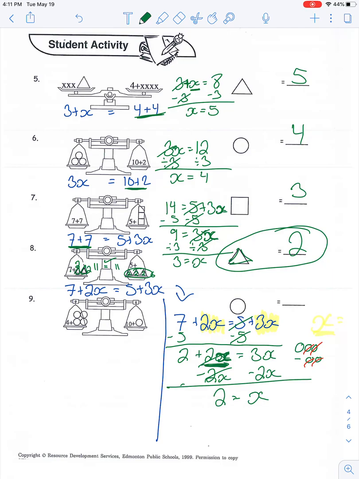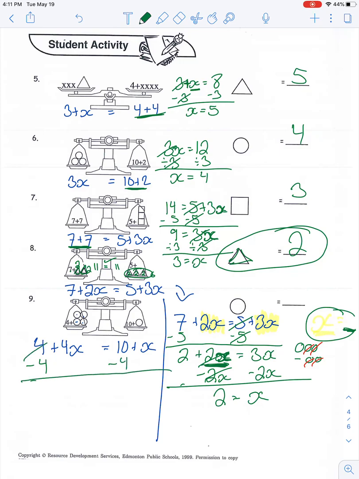Okie dokie, last one is this guy. Okay, so we have 4 plus how many x's? 4 x's equals 10 plus a singular x. Okay, now what we need to do is the same strategy. We have to try to get the x's on one side, just like we did here, and then we want to get a simple number on the other side. Okay, so, all right, first thing we're going to do is minus 4.